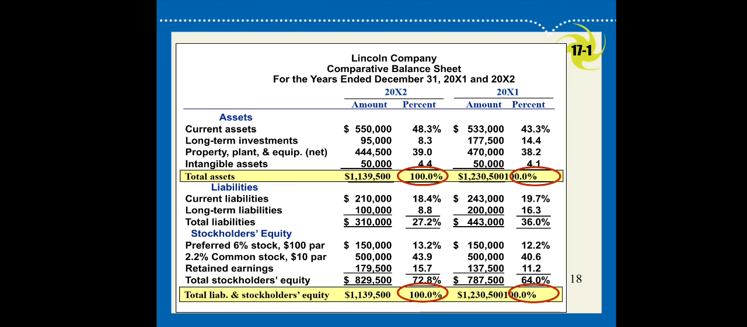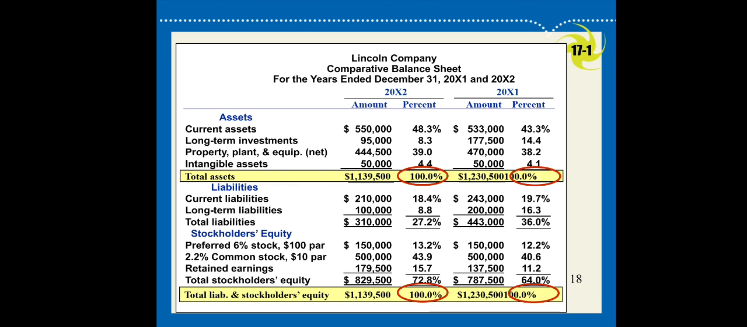So after you have calculated, when you use these two numbers as 100%, then you can calculate the percentage for every item. Current asset in year 2000x2 is 48.3%. In 2000x1, 43.3%. Okay, that is the first thing. You have to know how to calculate the percentage, and then after that you have to know how to interpret the number.